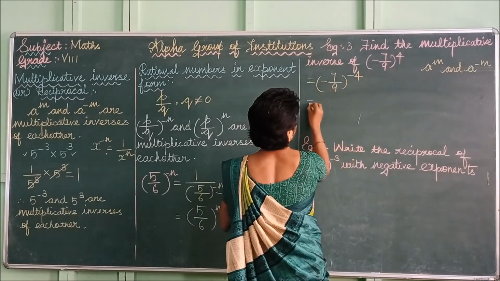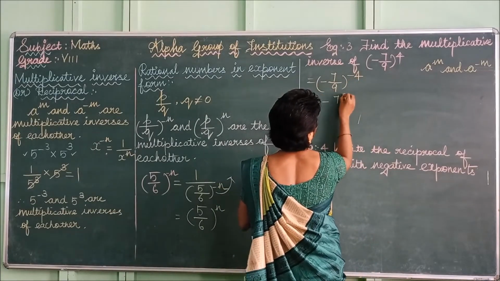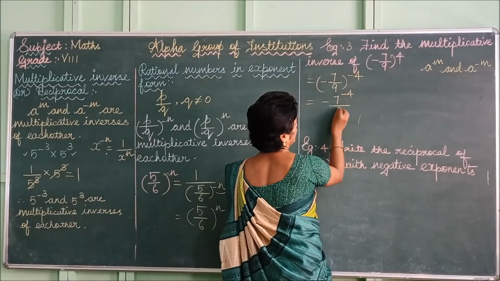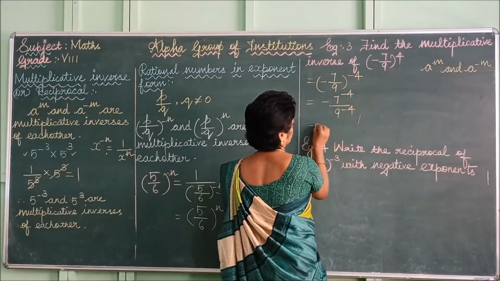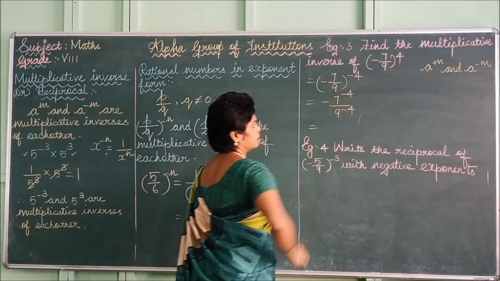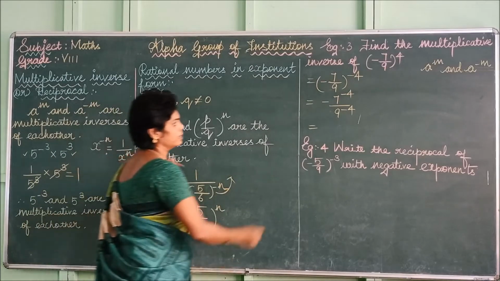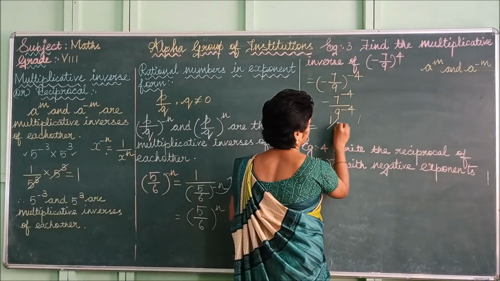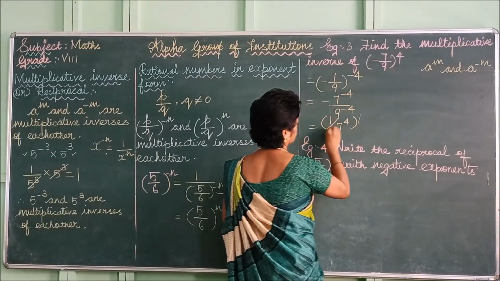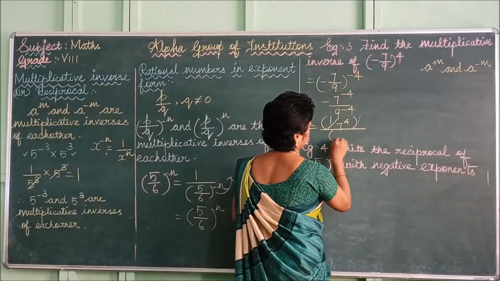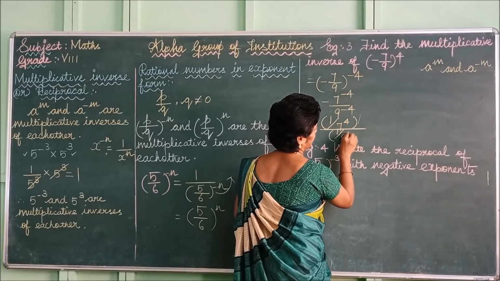Split and write the powers. So (-7)^(-4) and 9^(-4). If the power is negative, we can use this rule, 1 divided by x^n. So 1 divided by 7^4, divided by 1 divided by 9^4.